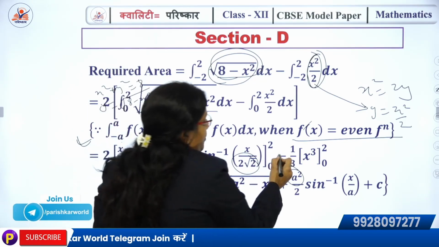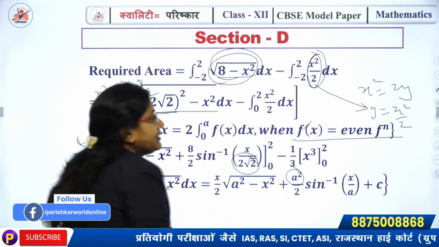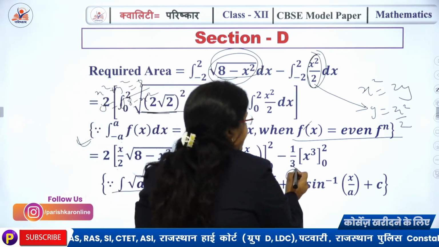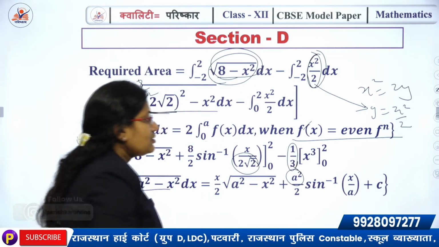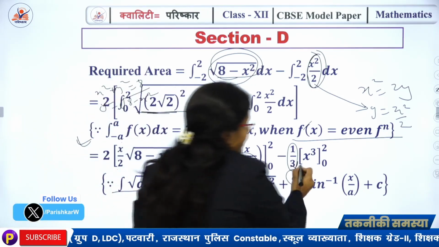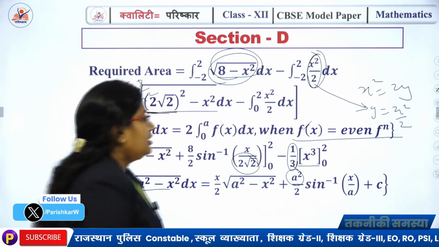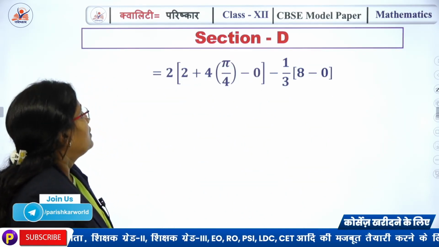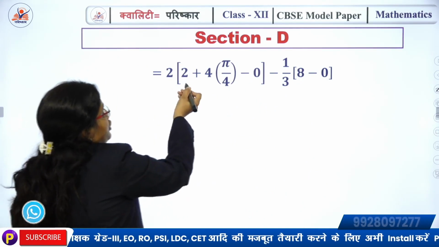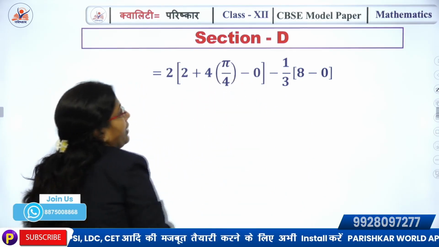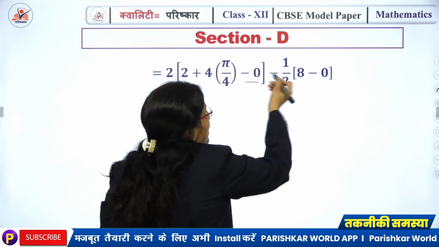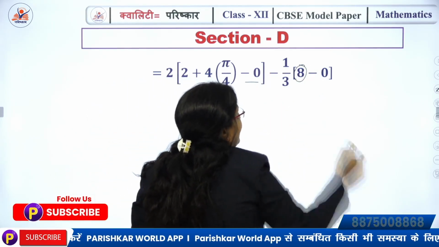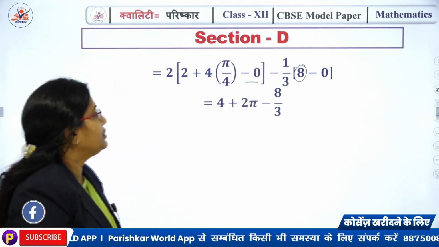Okay, student? Minus 1 upon 3. The integration of x square is given by x cube upon 3. Here 1 upon 3 is a constant term, so we keep this term outside the bracket. After putting the upper and lower limits 2 and 0, we get 2 into 2 plus 4 into pi by 4, minus the lower limit 0, minus 1 upon 3 of [the upper limit gives 8 and the lower limit gives 0].